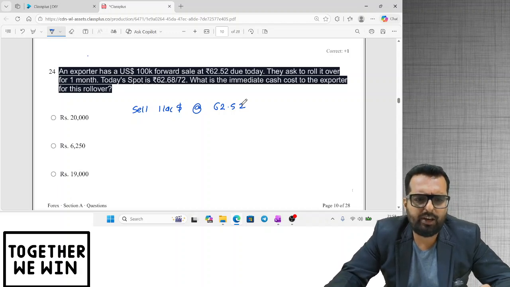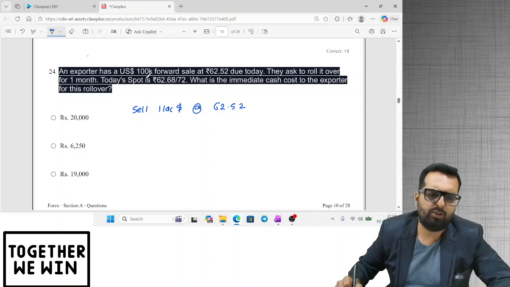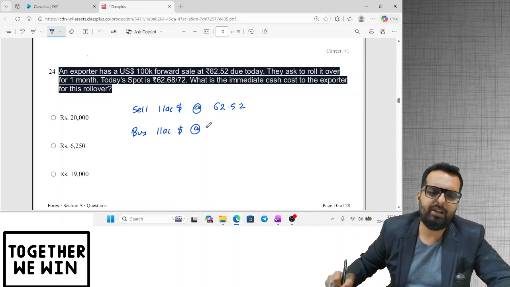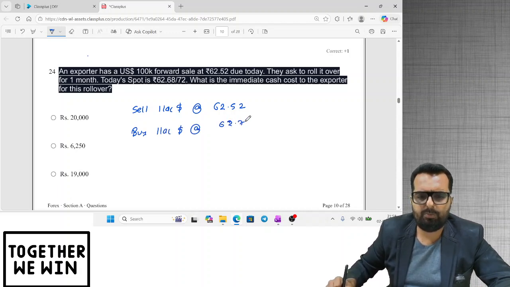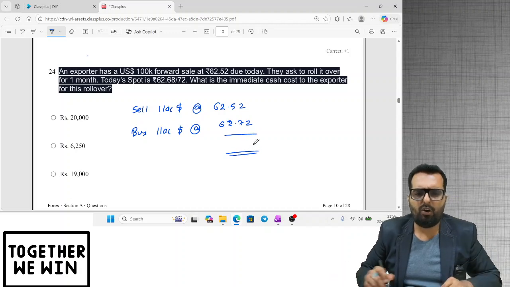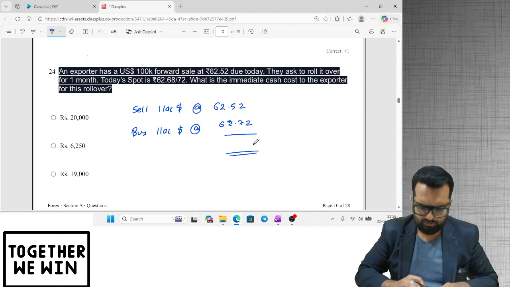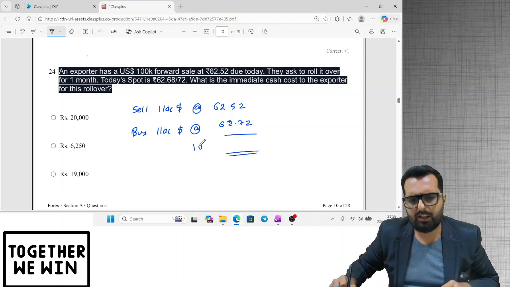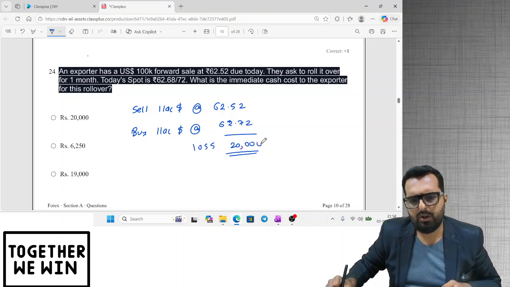Today's spot rate is 62.68/72. What is the immediate cash cost to the exporter? So how do you cancel this? Buy 1 lakh dollars. So when I buy, it will be ask rate 62.72. So what will be the loss that you're making over here? 62.52 minus 72 into 1 lakh. 20,000 will be your loss.